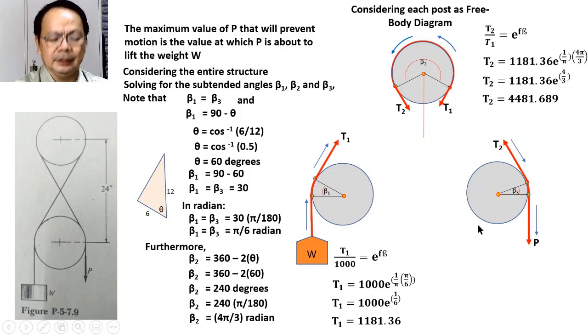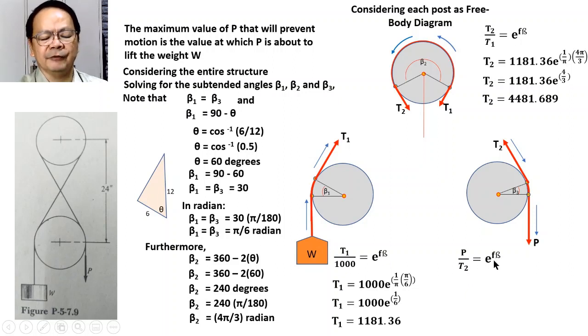And then, on the third FBD, solving for the value of P, because the belt will be moving in that direction, ito naman yung kanyang tight side, at ito naman yung kanyang slack side, so that the relation between the two shall be P over T sub 2 is equal to e raised to f multiplied by beta, where the value of T sub 2 is already computed to be 4481.689.